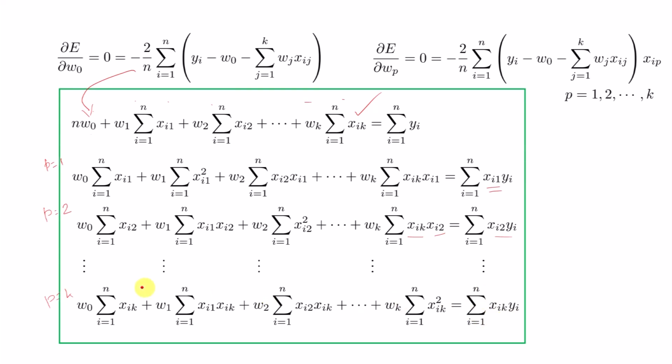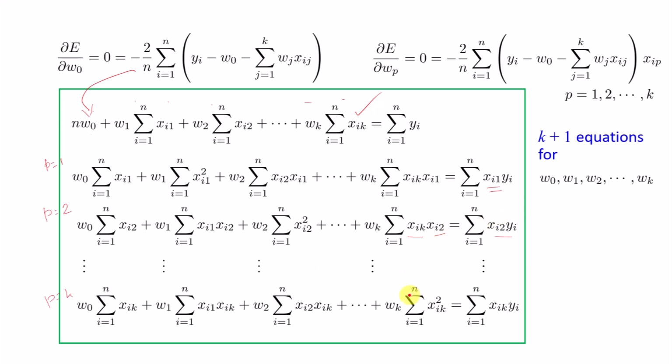So together you can see that here I have one equation and then p from 1 to k. So a total of k plus 1 equations I have. All the equations are linear equations. This is a linear regression, no matter how you express x1 or x2.